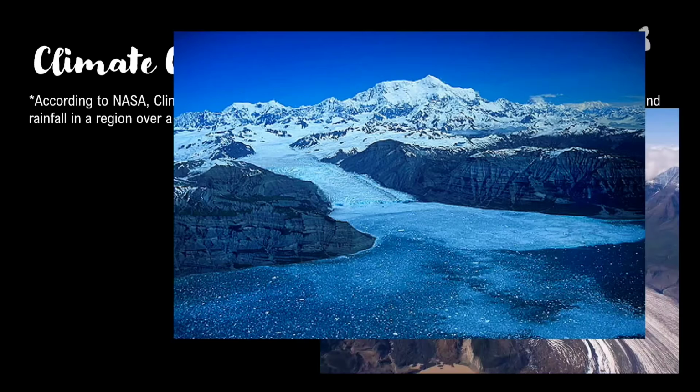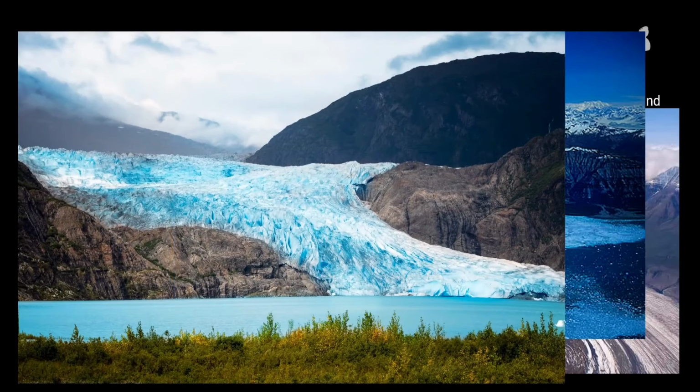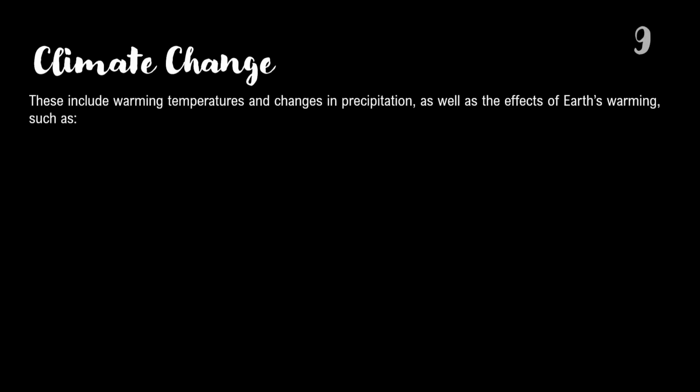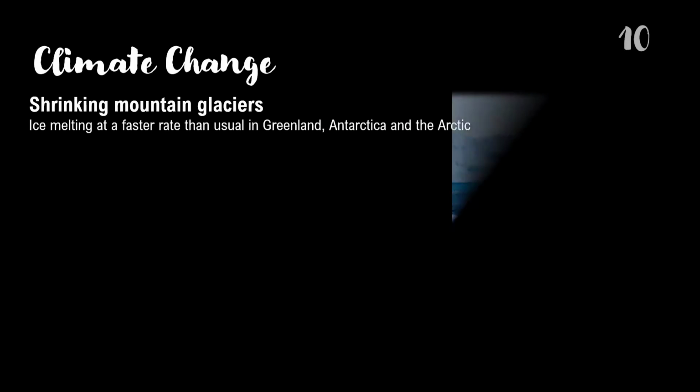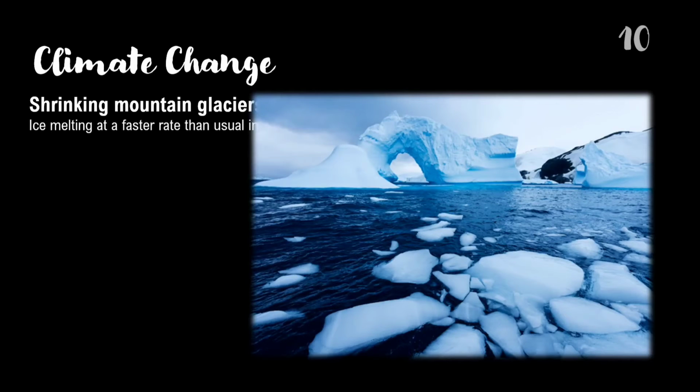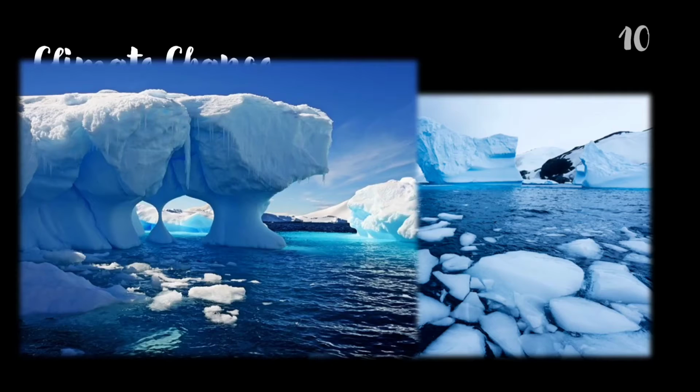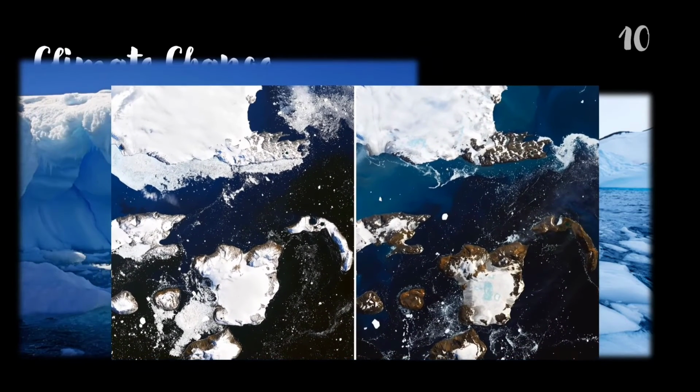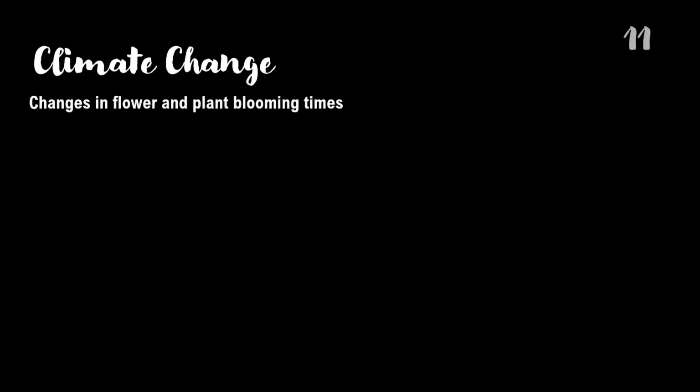Earth's climate has constantly been changing even long before humans came into the picture. However, scientists have observed unusual changes recently. For example, Earth's average temperature has been increasing much more quickly than they would expect over the past 150 years. This includes warming temperature and changes in precipitation, as well as the effects of Earth's warming, such as rising sea levels, shrinking mountain glaciers, ice melting at a faster rate than usual in Greenland, Antarctica and the Arctic, and changes in flower and plant blooming times.